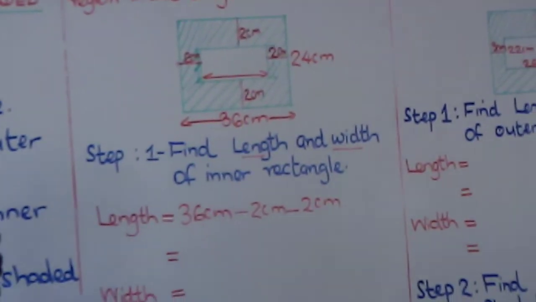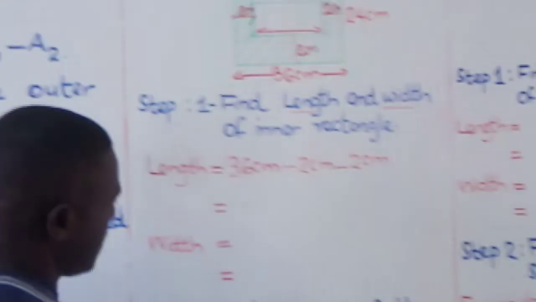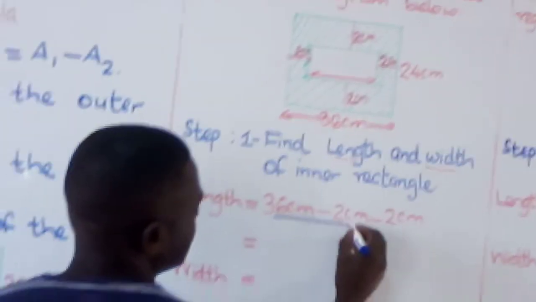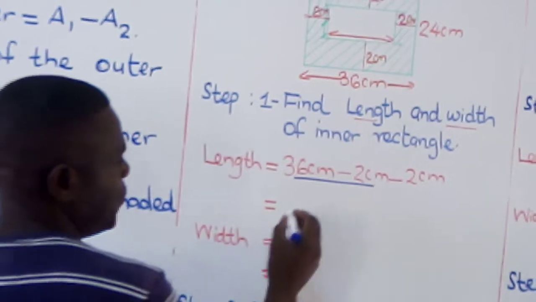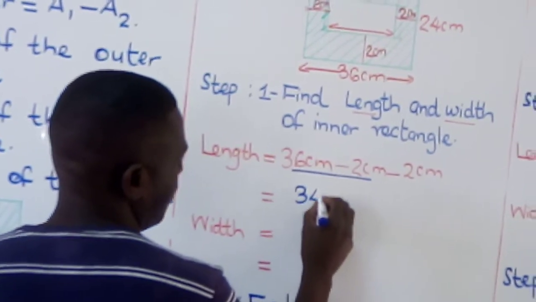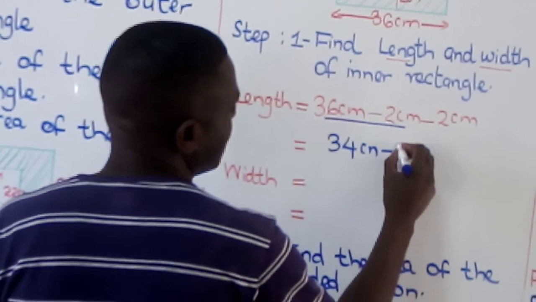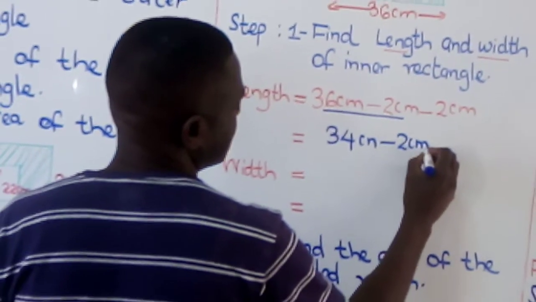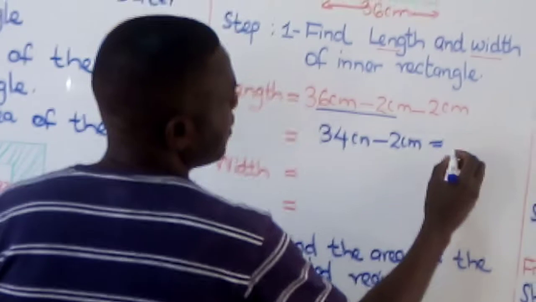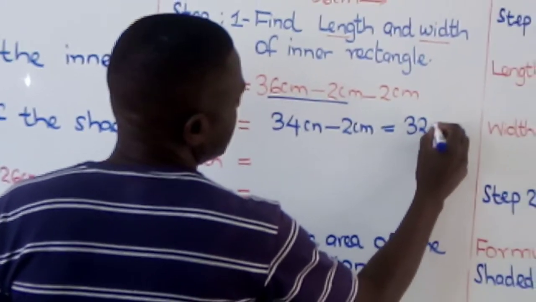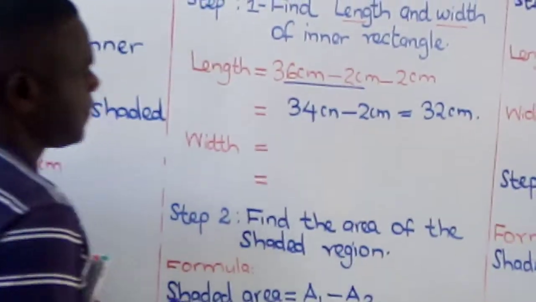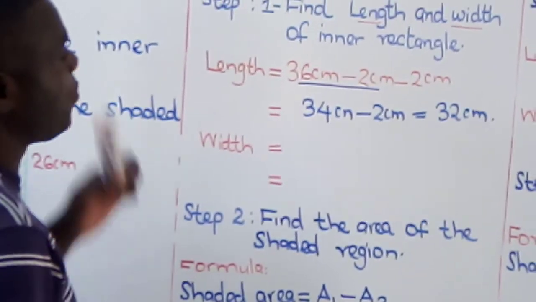And so when we subtract 36 minus 2, we remain with 34 centimeters. Then we subtract the remaining 2 centimeters. We will get 32 centimeters. I hope you've understood.